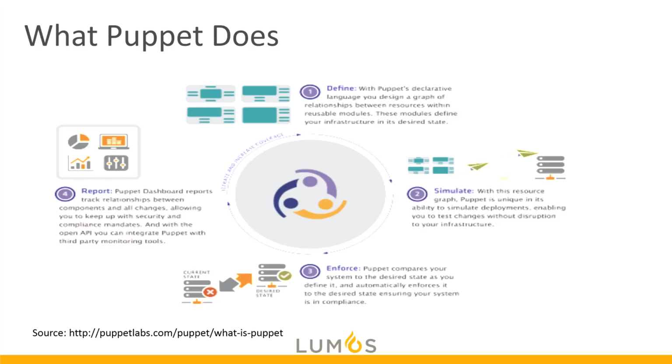And then finally, of course, nothing would be complete without reporting, so everything is reported back to the Puppet master. The Puppet dashboard reports and tracks relationships between all the components and their various changes, allowing us to keep up to date with security and compliance mandates. And with the open northbound REST API, we can integrate Puppet with various third-party monitoring tools, as we mentioned before.